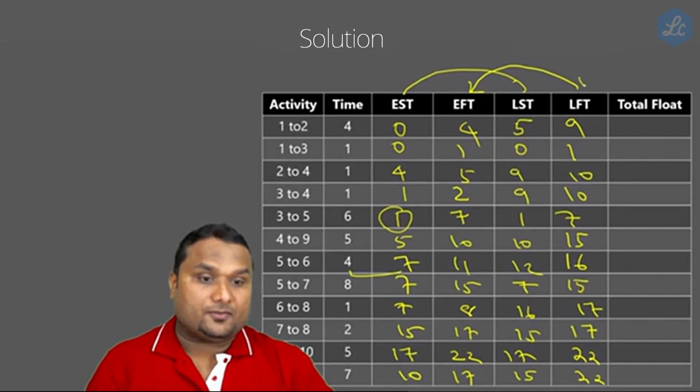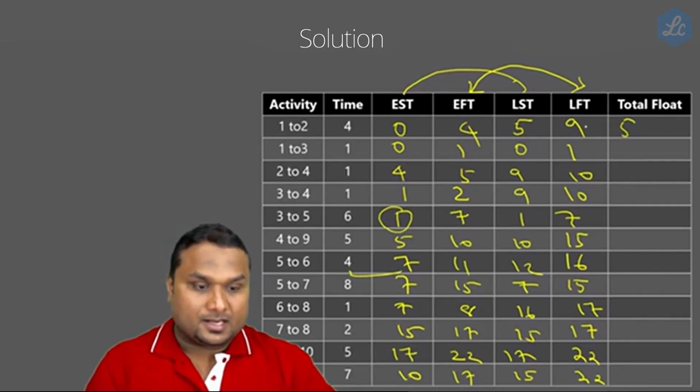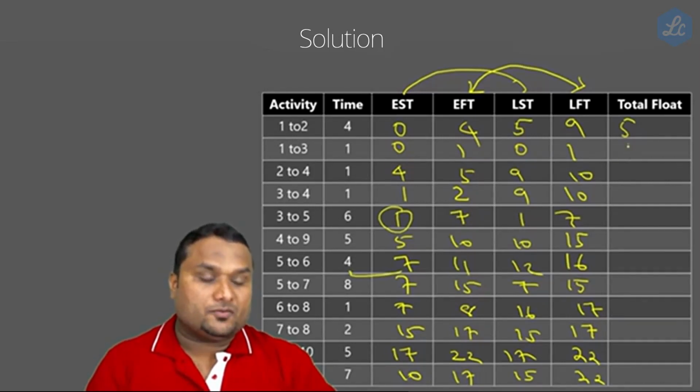Now take the first one. It is LFT minus EFT. 9 minus 4, which is 5. And if you take LST minus EST, it is 5 minus 0. Again, it is 5. Answer is same. Now, I'm taking the first one. 9 minus 4, it is 5. 1 minus 1, which is 0.